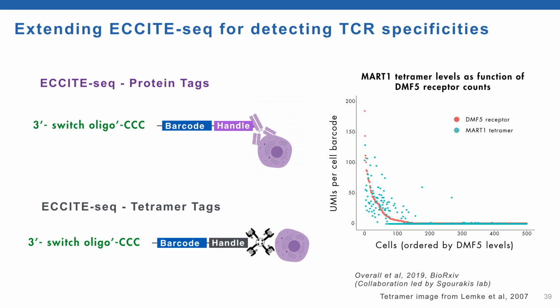And so in terms of just proof of principle, this is showing the very well characterized MART1 DMF5 pair, where the MART1 peptide is very strongly and specifically recognized by the DMF5 T cell receptor. The cells here are ordered based on their levels of expression of DMF5 receptor, and hopefully you can see that cells where we detect DMF5 receptor are also the same cells where we detect MART1 tetramer.